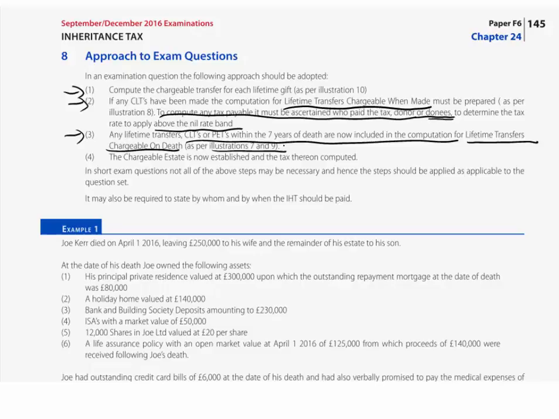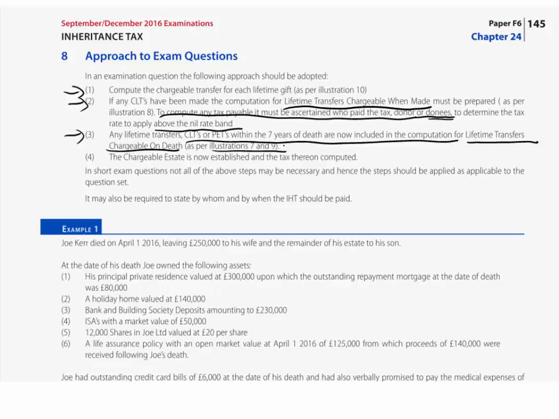Against that tax charge, there may be taper relief if you manage to survive for at least three but not seven years. And if it was a CLT, then any lifetime tax would also be deductible in deriving any additional tax to pay on the CLT. Only once that has been done can we then move to the charge on the estate. That basically was your listing exercise, and the reason it comes last is we need to know from the previous computation whether any nil rate band is still available to go against the chargeable estate.